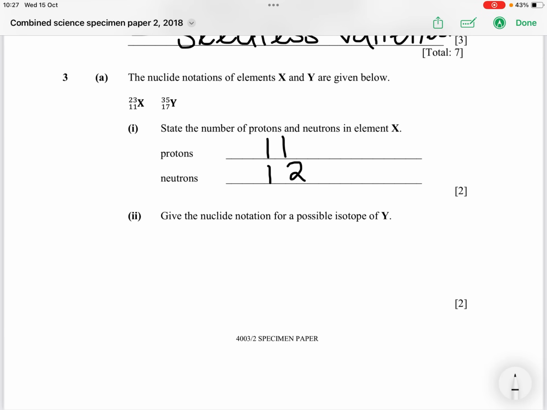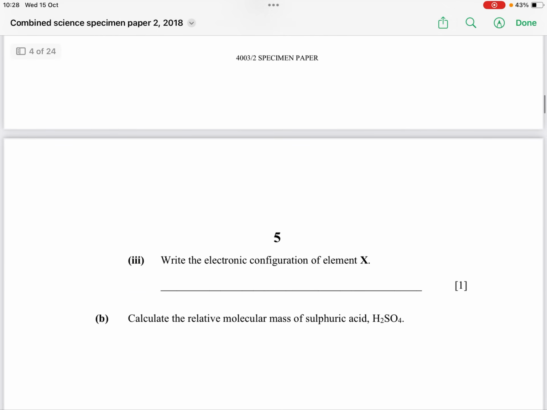And then on part 2, give the nuclide notation for a possible isotope of Y. So isotopes have the same number of protons. When we are drawing our nuclide notation, we are supposed to have the same number of protons, and it is the mass number that is going to be different. Here we put 37. This is going to be a possible isotope of Y.